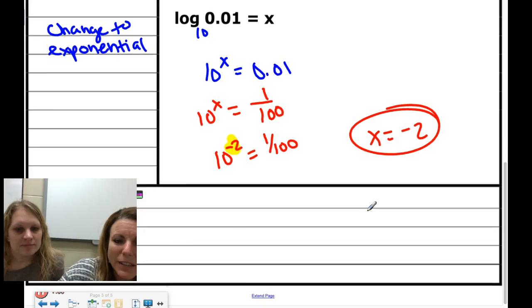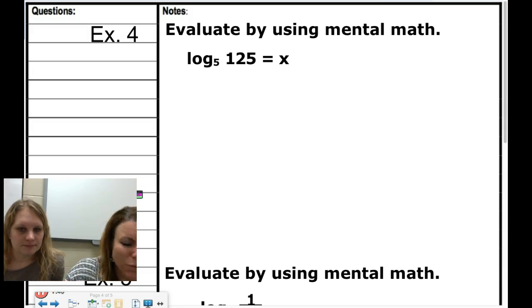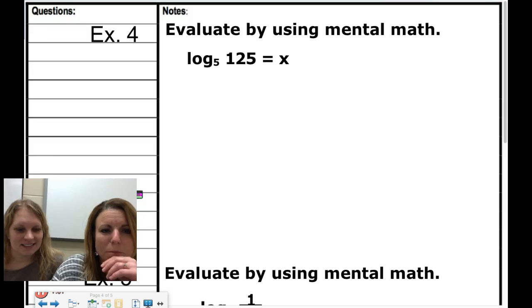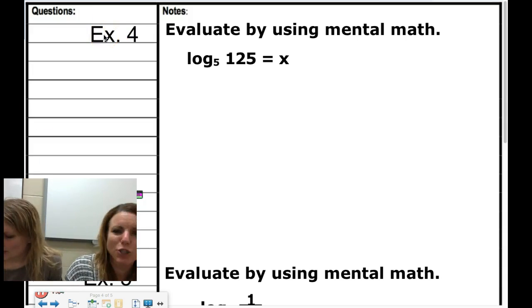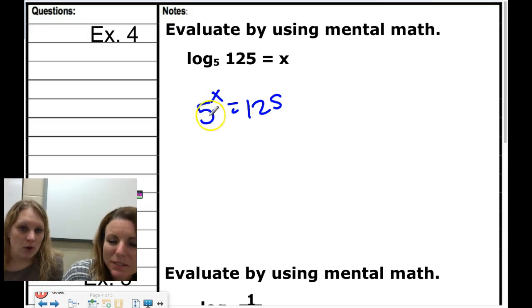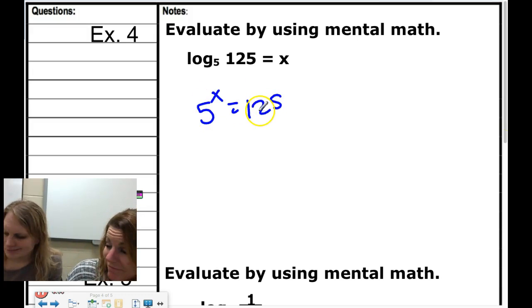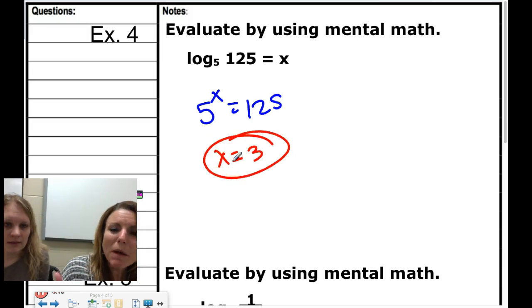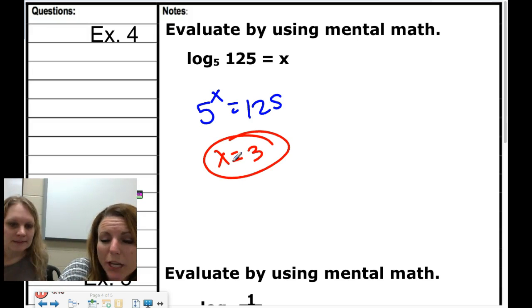Excellent. All right, let's go on to the next page. And we have example 4, and then we have example 5. We're not going to do all of these. Let's just do this one. All right, our base is 5, so we change it to exponential. Our exponent is x, equals 125. So we ask ourselves, 5 to what power gives us 125? 3. So x equals 3. That was really easy. So remember, whenever you're solving a log equation, you change it to exponential.